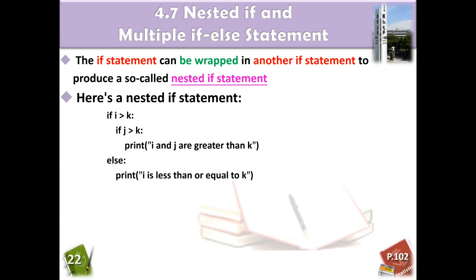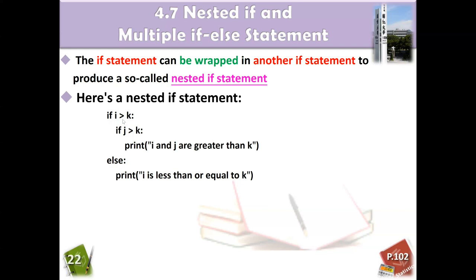The if statements can be wrapped in another if statement to produce a so-called nested if statement. So here is a nested statement. If i larger than k colon. And in this condition, we also give another if. Remember, the if is not aligned with the first line, right? It is part of the first line. So it means under the if i larger than k, then we do the Boolean expression judgment.